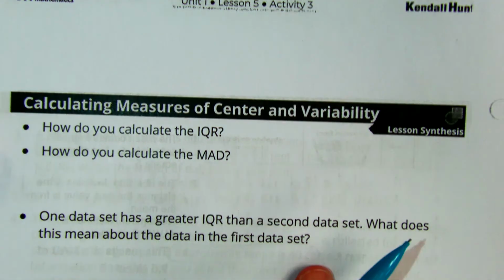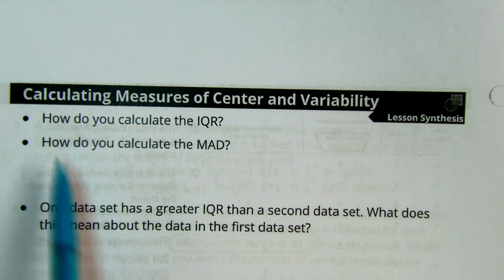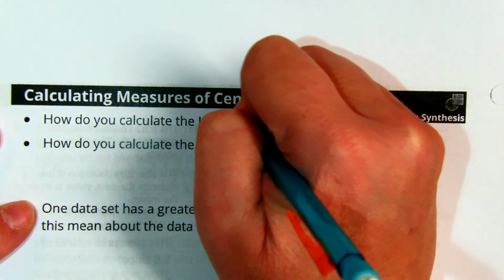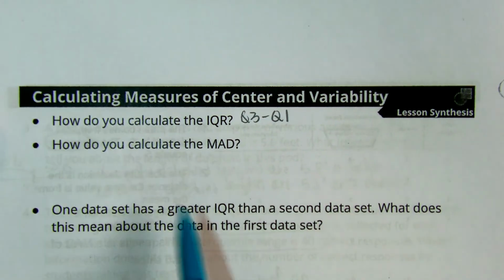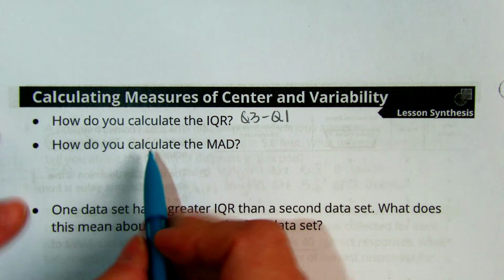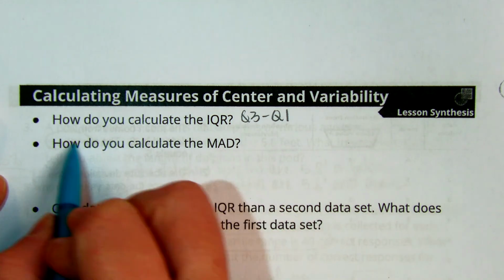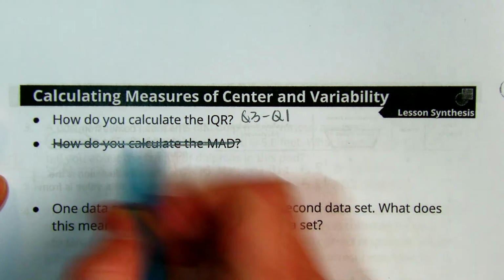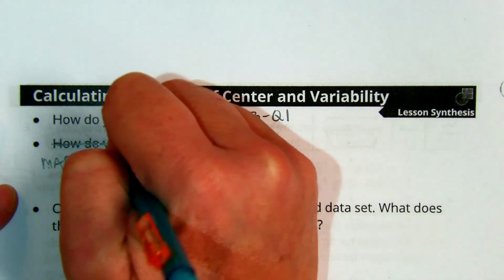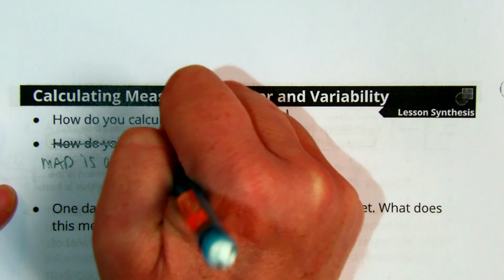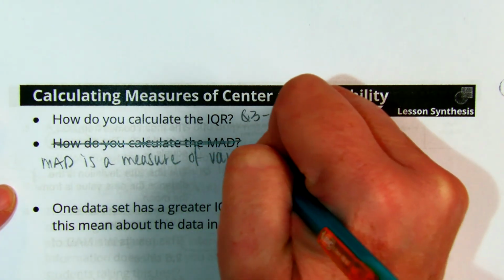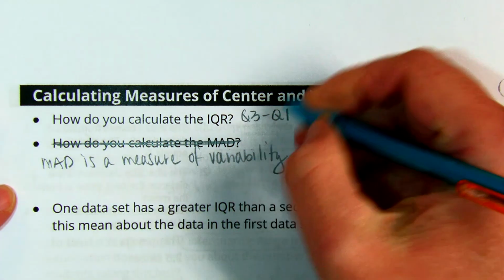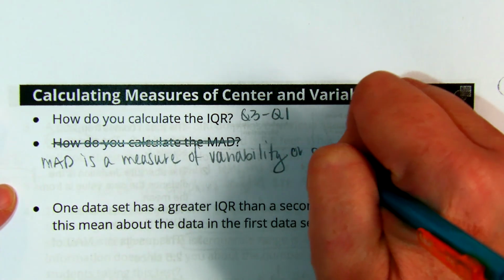So looking at the lesson synthesis, how do you calculate IQR? It is quartile 3 minus quartile 1. How do you calculate the mean? We really don't care, but what we want to know is that the MAD is a measure of variability or spread of the data.